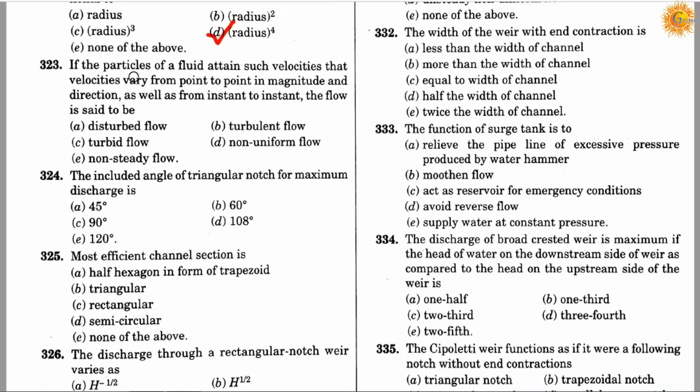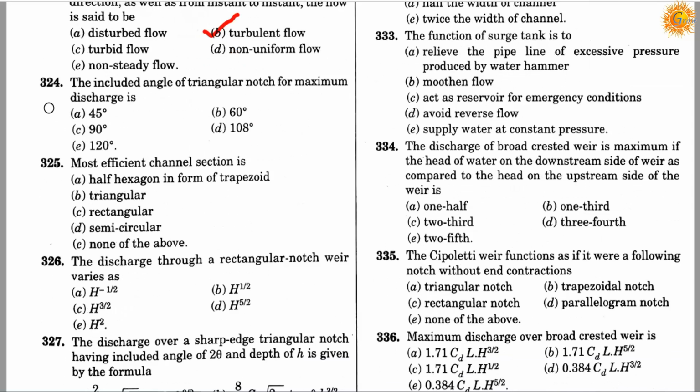If the particles of a liquid attain such velocities that velocities vary from point to point in magnitude and direction as well as from instant to instant, the flow is said to be: option A, disturbed flow; option B, turbulent flow; option C, turbid flow; option D, non-uniform flow; and option E, non-steady flow. So the correct answer is B, it will be turbulent flow.